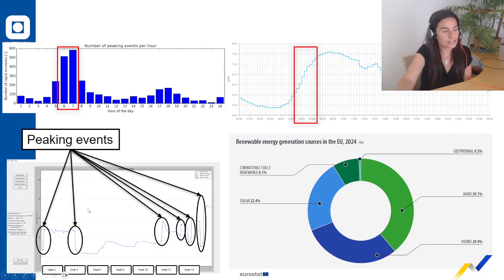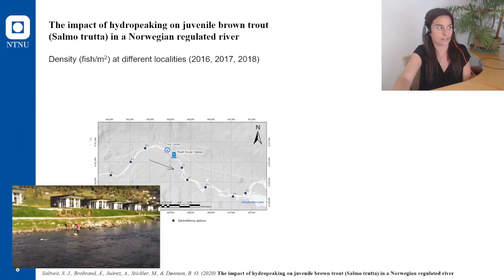So that's why we study these effects, because they are going to become more and more important as sun and wind energy sources are increasing. Hydropeaking will need to step up to balance the load of the energy market. And that affects the environment.